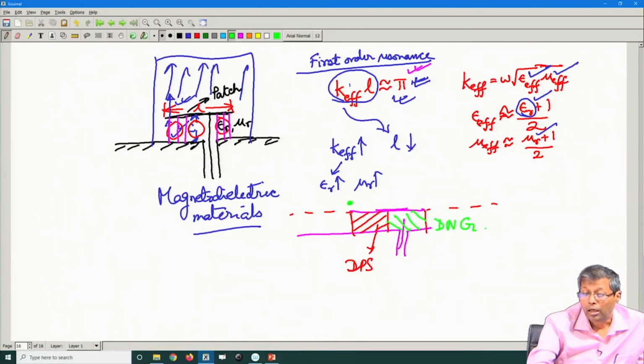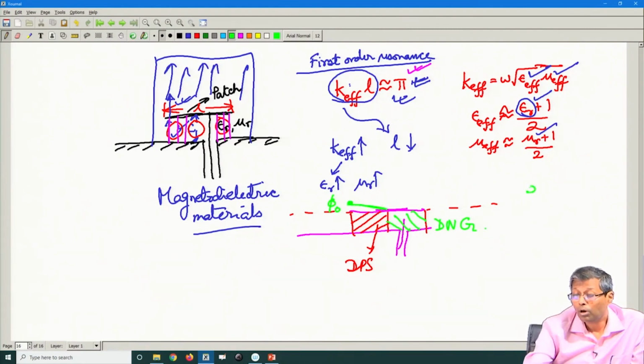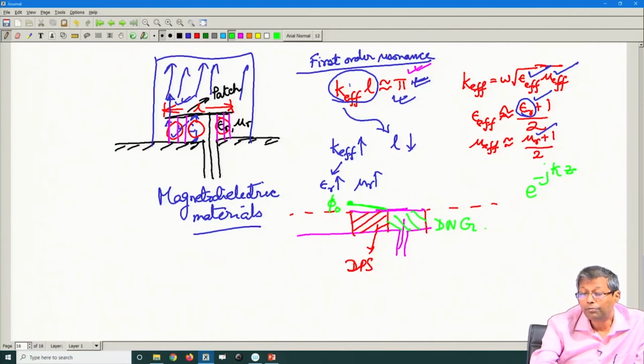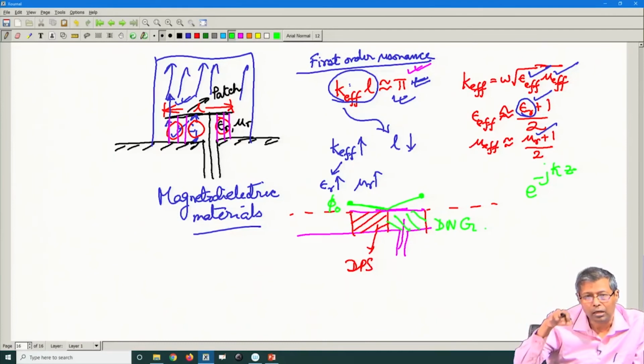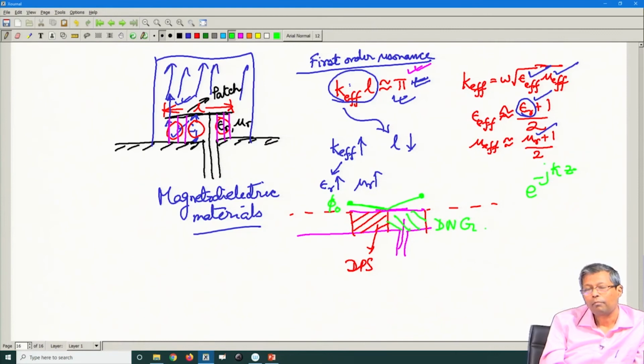So, from this point, if the phase of the wave is phi 0, in a double positive medium there is a phase decay as the wave goes forward, because it is e to the power minus j k z, and in the double negative medium there is a phase gain as the wave goes forward, because in the double negative medium, the physics is the phase and the energy vector are oppositely directed. So, there is a phase gain in the direction of propagation.